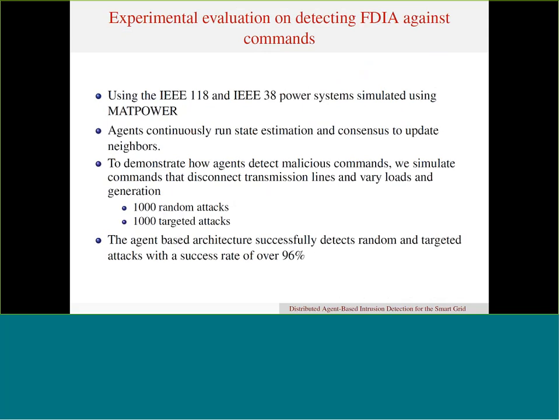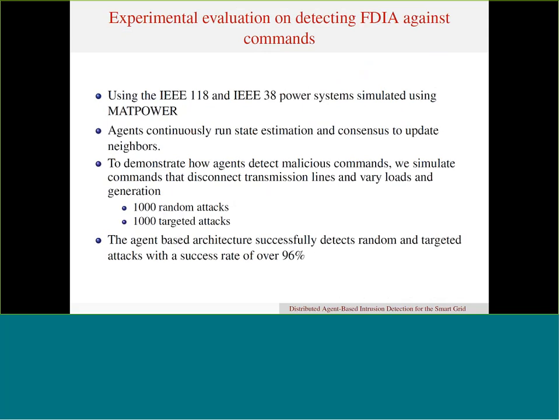So for false data injection attacks against commands, we used the IEEE 118 bus system and then the 39 bus system. We simulated these systems using MATPOWER. Agents continuously run state estimation and update their neighbors, again via consensus. And then we looked at two attack cases, where we simulate an attack that causes transmission lines to be disconnected.